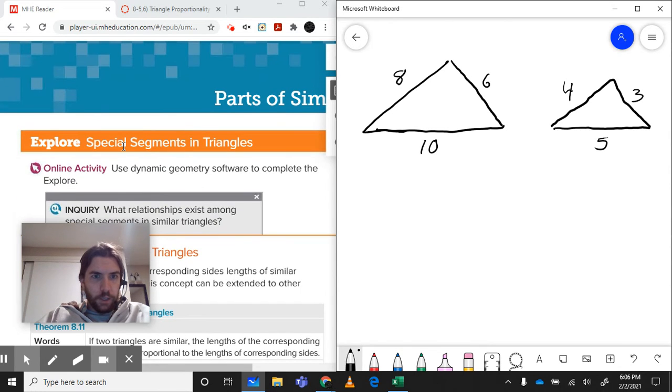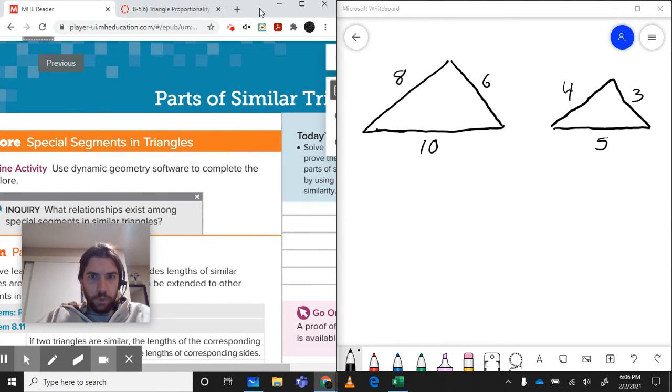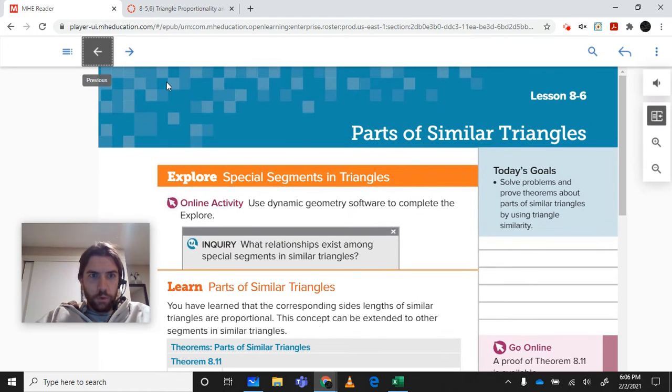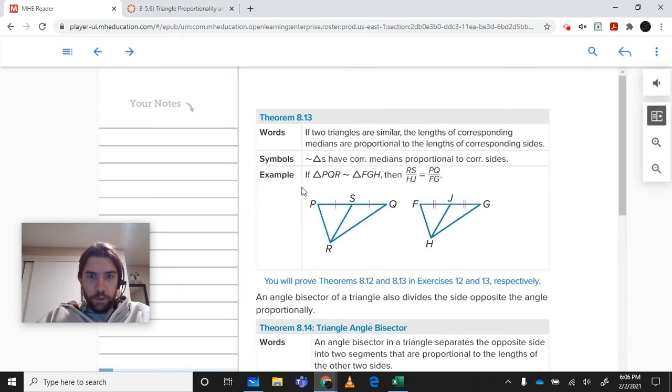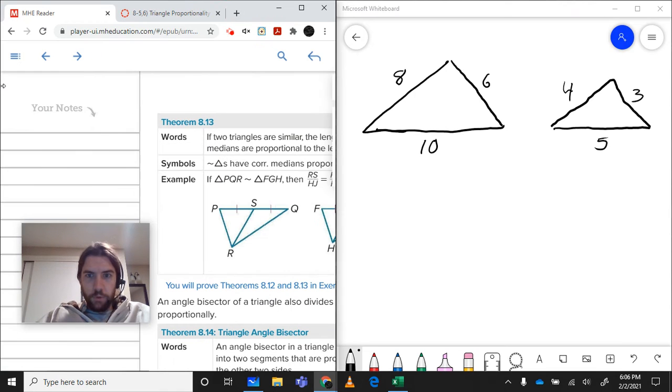I think on the next page, get myself over to the next page. On the next page, they point out the same thing with medians. So if you recall, a median was if I cut this side in half, if I find the midpoint and go out to the midpoint. So let's say this is, I'm trying to give you a different number for each of these, 2.5, well, then this one would be 5.